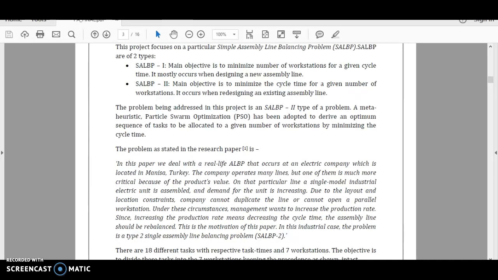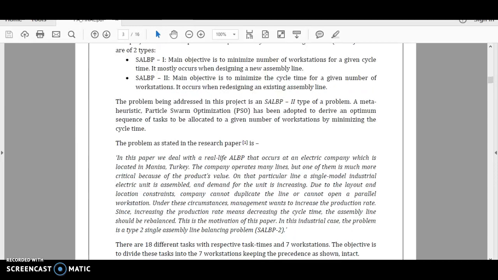So in our research paper, we had a real-life ALBP problem in an electric company located in Turkey. One particular line, which was a single model assembly line, faced a rapid increase in demand over the last few years. So they had to come up with a new strategy to cater to this increased demand. But they had a couple of layout and location constraints due to which they could not duplicate a line. So this ended up being a simple assembly line balancing problem of type 2.